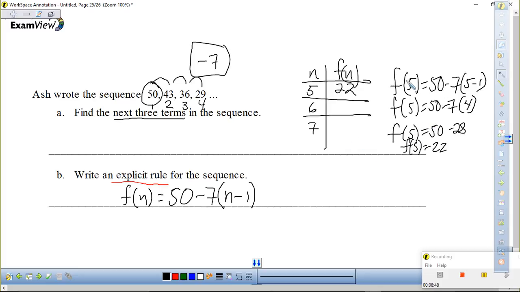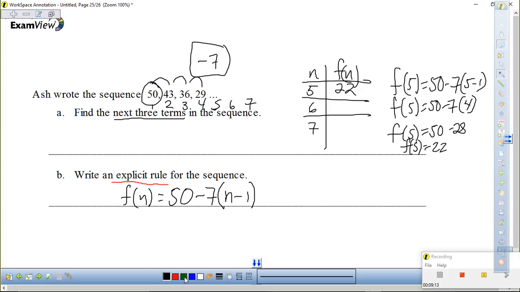The 5, 6, and 7? Because it says, find the next 3 terms. Here they gave us term number 1, 2, 3, 4. And which ones are they asking us for? The next 3, which is what? 5, 6, and 7. We're missing those.